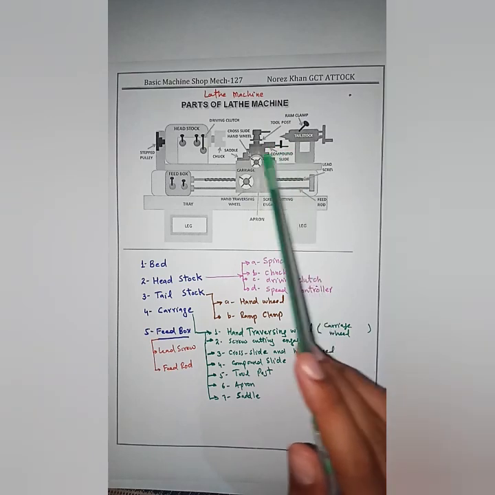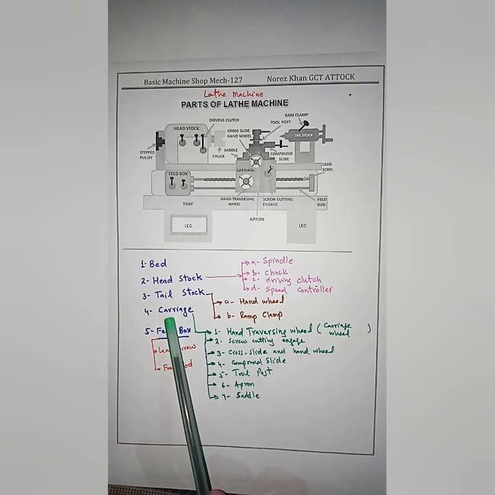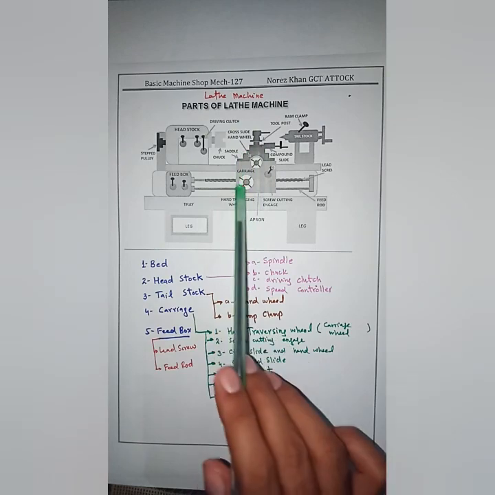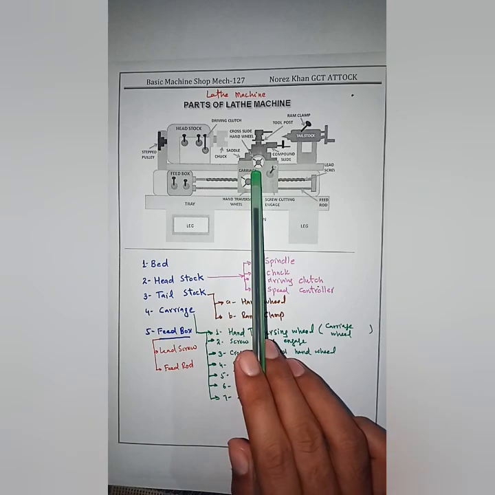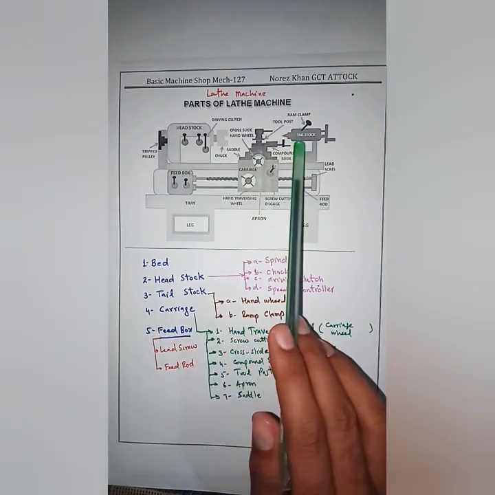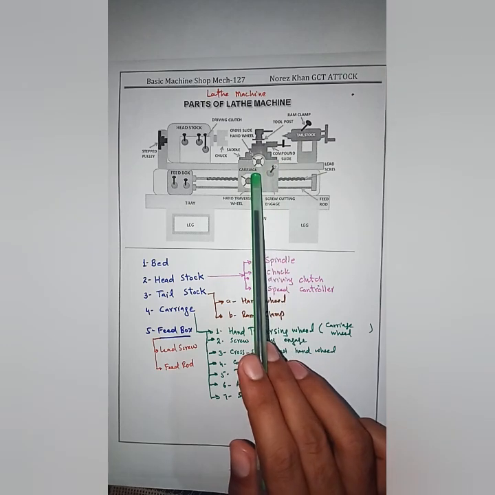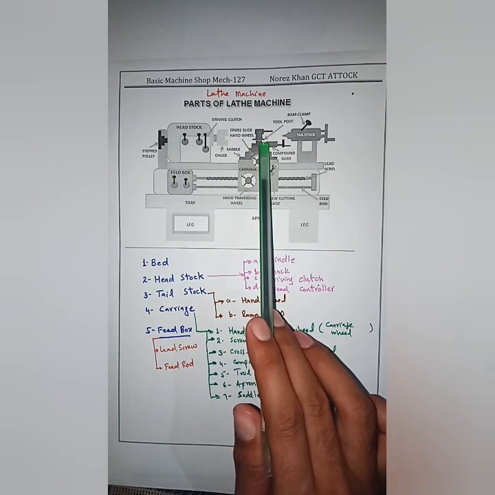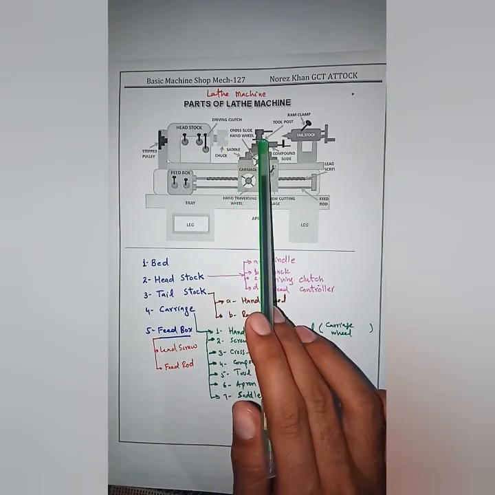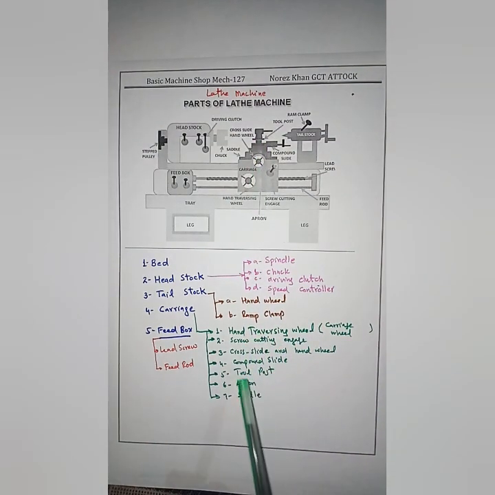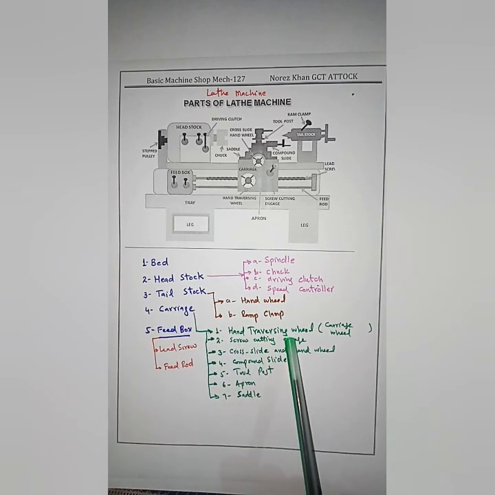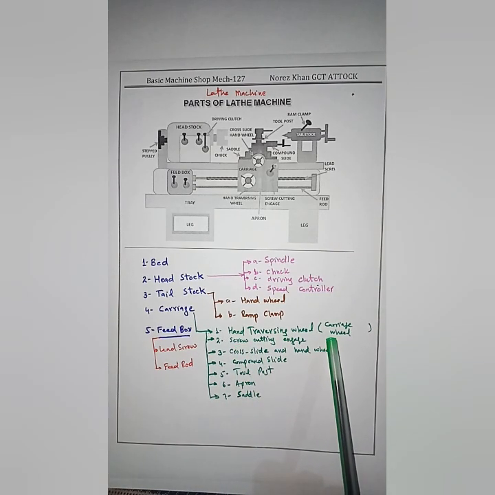And the next major portion of the lathe machine is a carriage. Carriage or a carrier, which you can look at here. That part is called a carriage. That whole part is called a carriage. It is situated between the headstock and tailstock. This is also made of cast iron. Its main function is to move the tool post horizontally and vertically. The carriage also has some following parts, like first one we talk about, the hand traversing wheel, which is also called a carriage wheel or apron wheel.